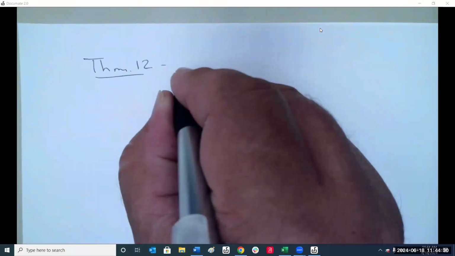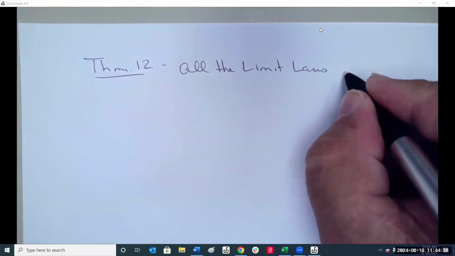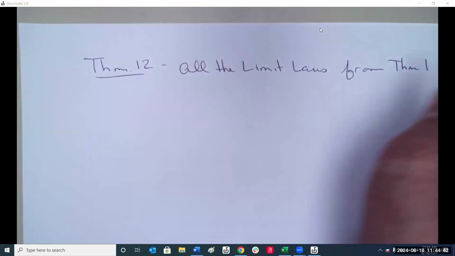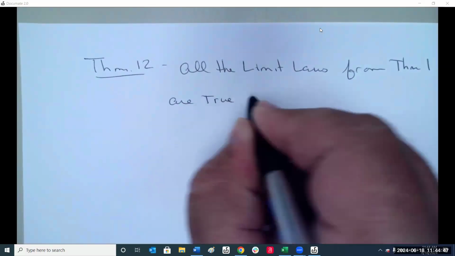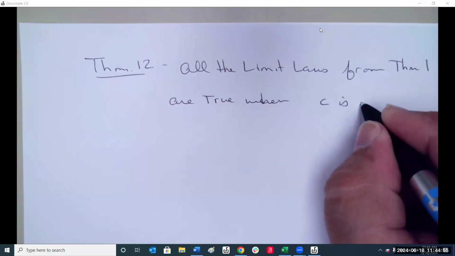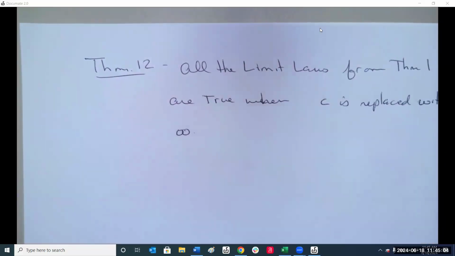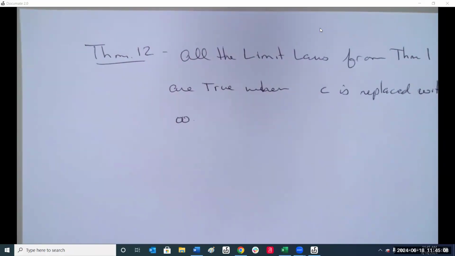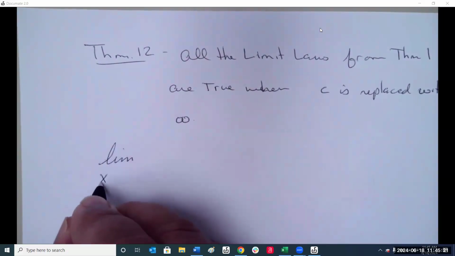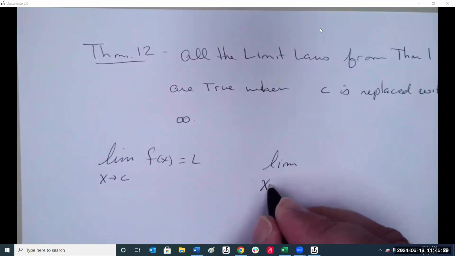Theorem 12. All the limit laws from theorem 1 are true when c is replaced with infinity. So the limit as x approaches c of f of x equals L. The same rules hold as x approaches infinity.